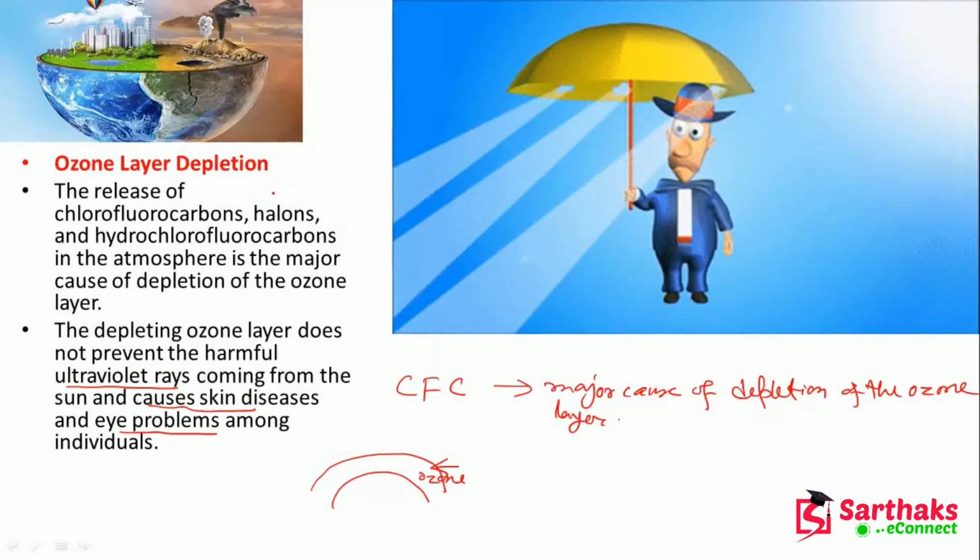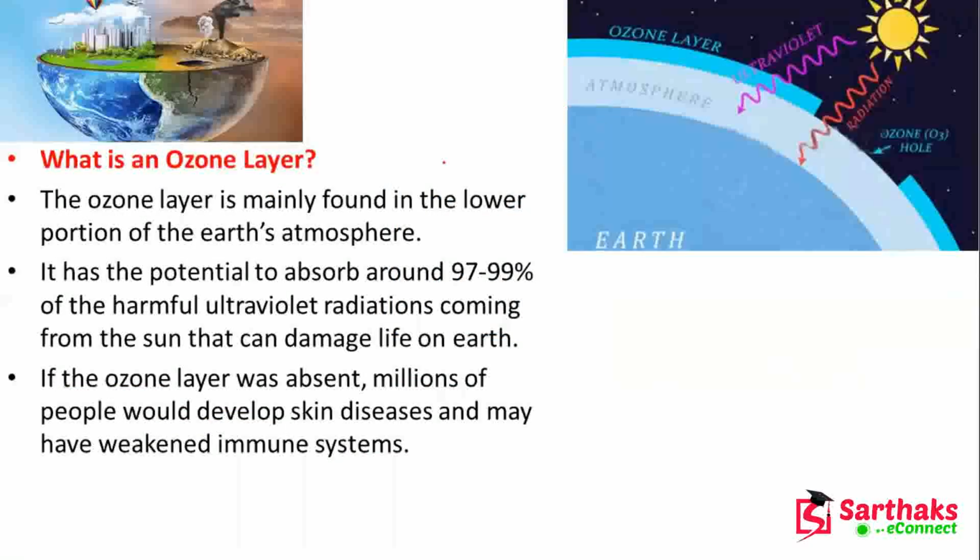Now we will see elaborately what happens. What is the ozone layer? The ozone layer is mainly found in the lower portion of the Earth's atmosphere. So this is our Earth and the Earth's atmosphere. Here you can see this is the ozone layer. In the lower portion of the Earth's atmosphere, we can see the ozone layer, and it absorbs around 97 to 99% of harmful ultraviolet rays.